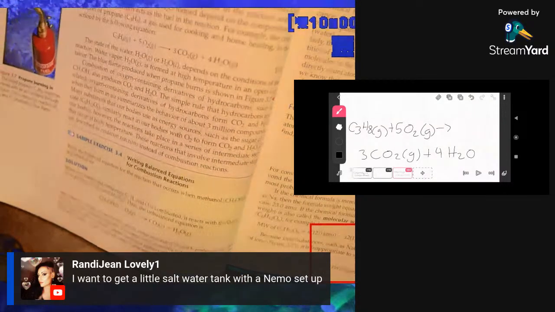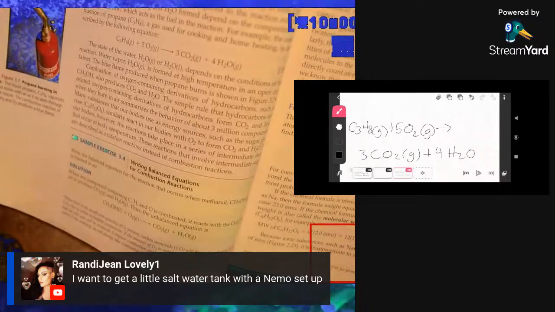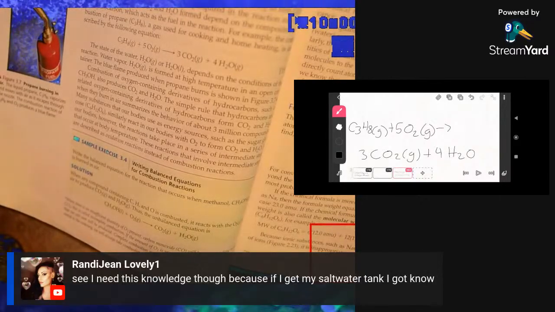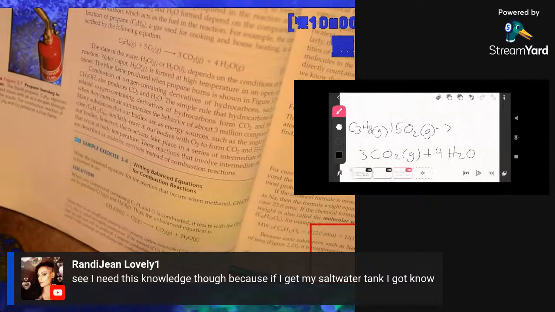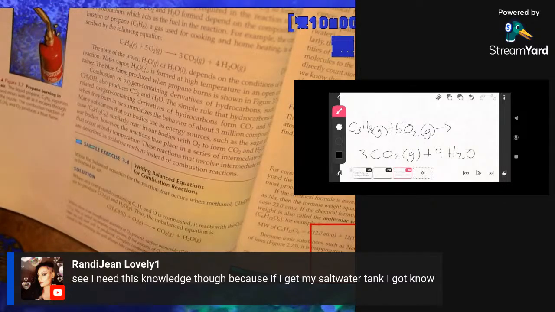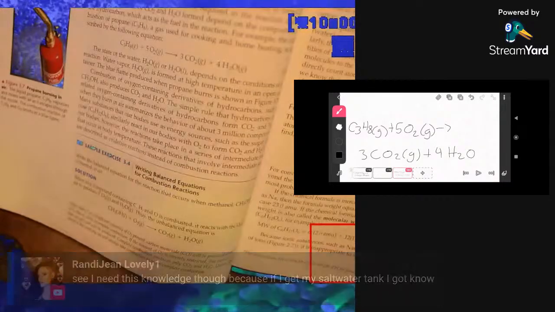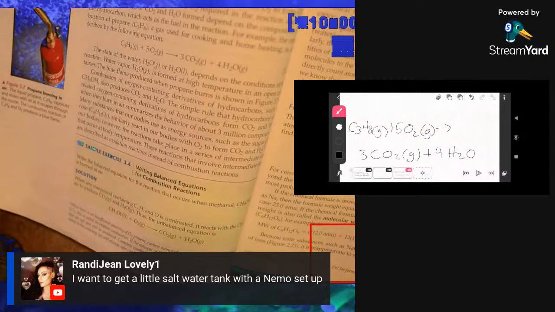I want to get a little saltwater tank with the Nemo set up. Oh snap! Hey, Brandy, get one. See, I need this knowledge though because I get my saltwater tank. I got to know. Oh, that's right, Randy.